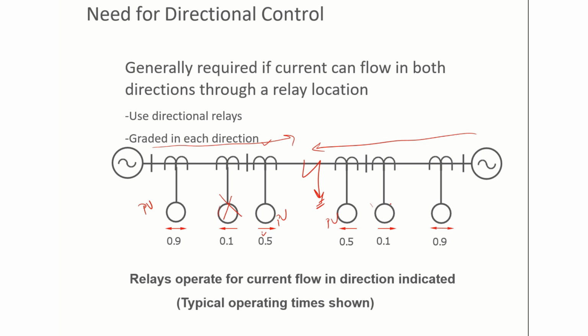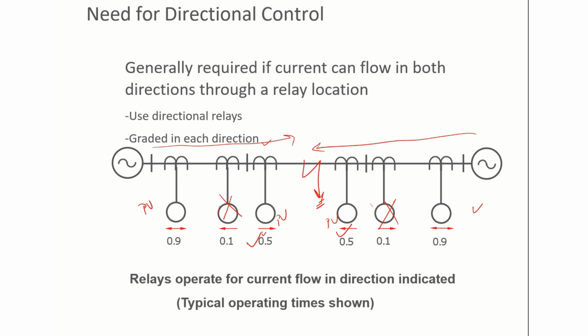This relay will not pick up because its operating direction is from left to right, but current is flowing from right to left, and this relay will also pick up. So now if you see what happens, first of all, which are the relays which are picking up? Both non-directional relays at the source end are picking up, and then the relay which is closer to the fault is picking up. And in this particular case, after 0.5 seconds, this and this relay will operate and this will isolate the fault.